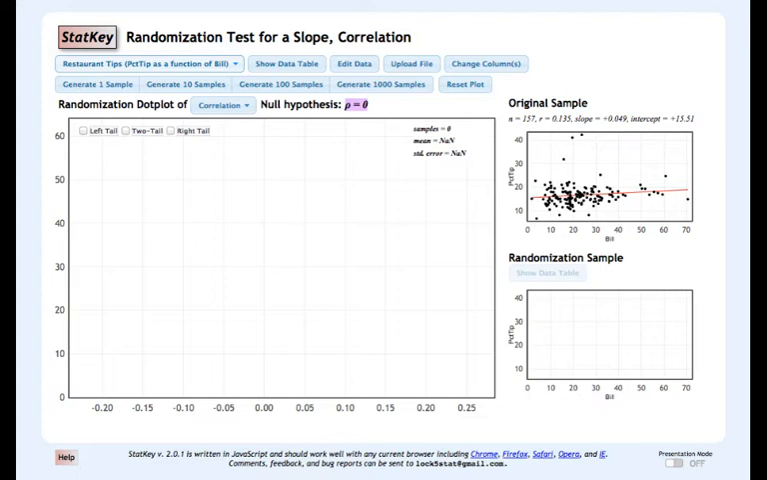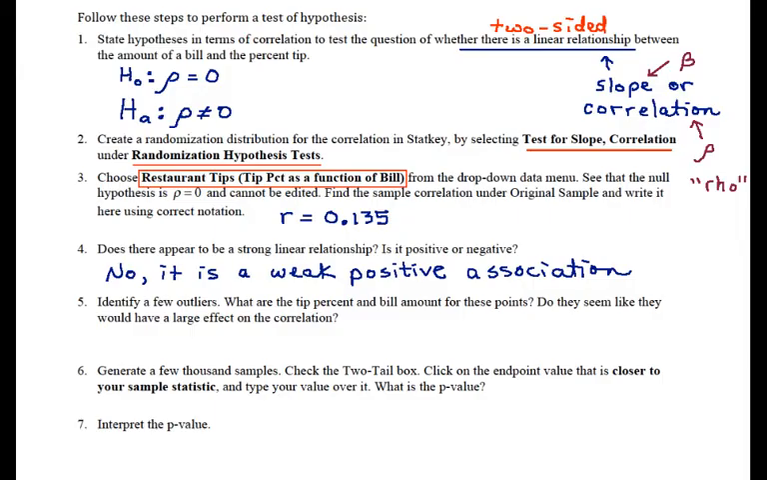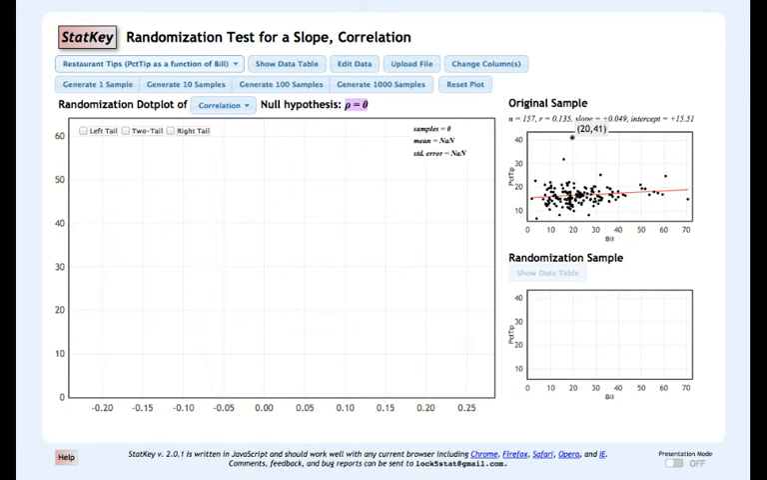So it seems reasonable that these outliers, even though we want to acknowledge that they're there, don't have a very strong effect on the linear relationship. Looking at those again, those are a bill of $20 and a tip of 41%, a bill of $24 and a tip of 42%.